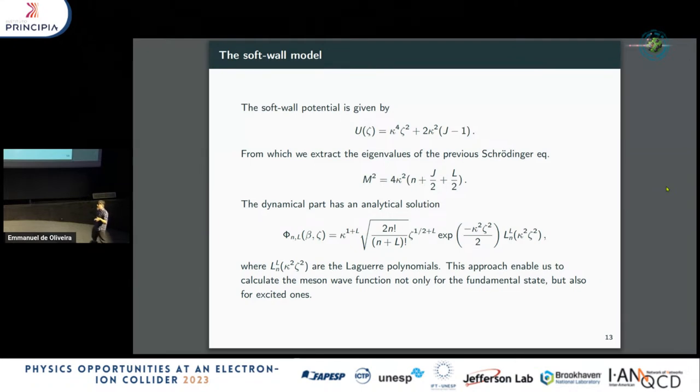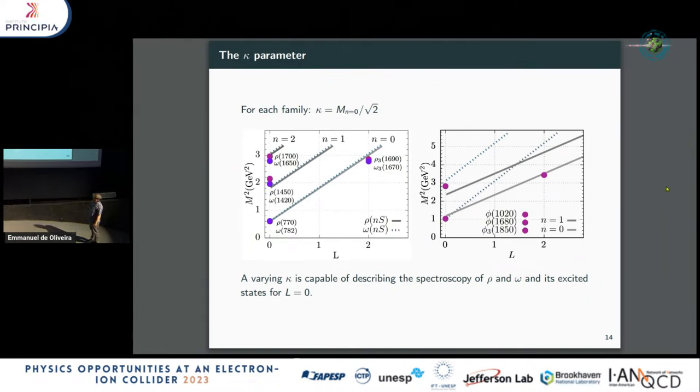We can do many things with this wave function. Here we're just interested in the photoproduction. So we have this parameter to fit, and we have the solutions. The harmonic oscillator is easy to solve, you have an analytical solution. And the question is, what's going to be kappa, the parameter? For rho and omega, it's more or less okay.